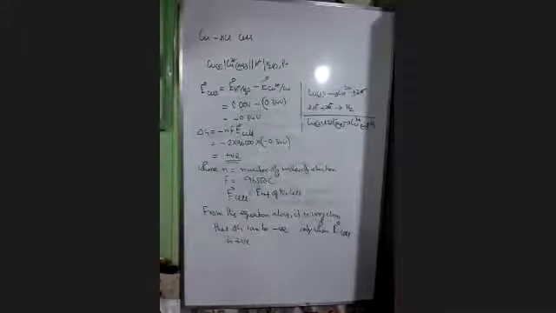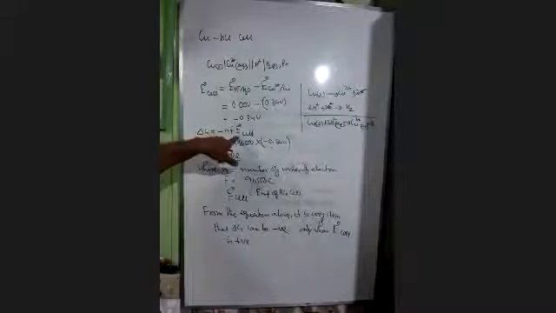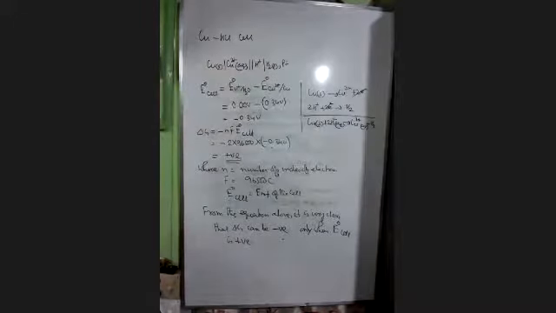So we can predict which cell is going to produce electricity and which cell is not going to produce electricity using this equation. And where do you get this value from? You get this value from our electrochemical series.